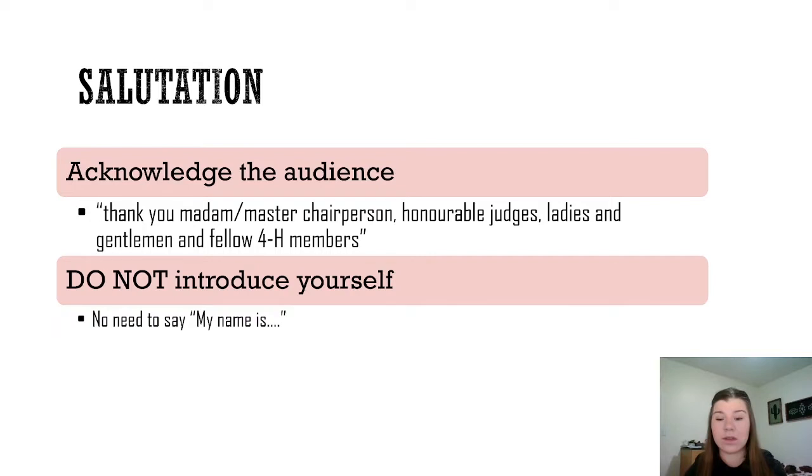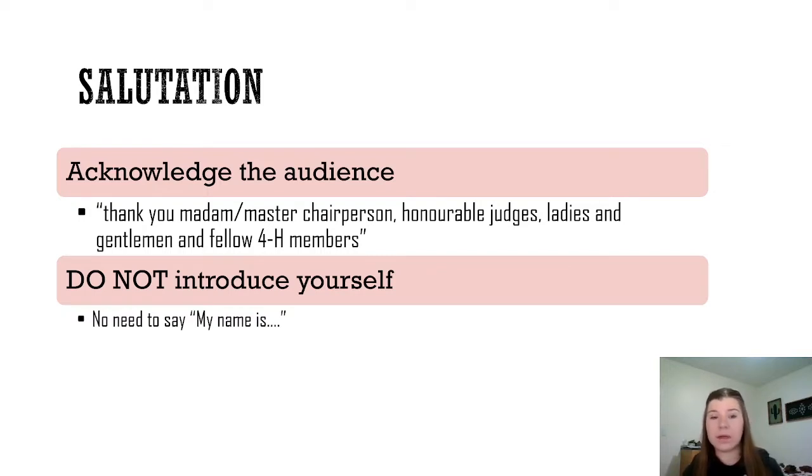A simple salutation that I use in all my speeches and presentations throughout my many years of competing is, "Thank you, Madam or Master Chairperson, honorable judges, ladies and gentlemen, and fellow 4-H members." That's really quick and easy to say, simple to say. There's not a lot of frills to it, but it covers all your bases.